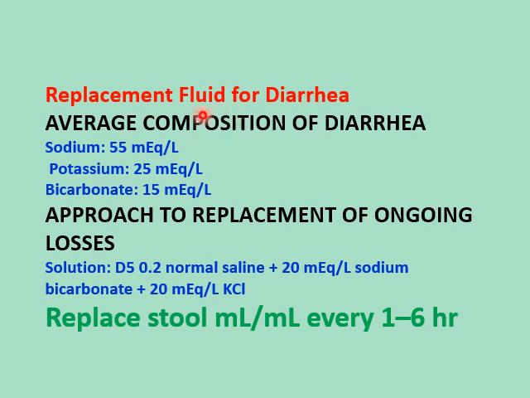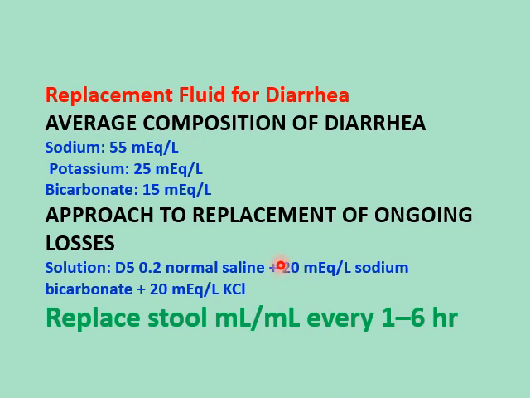Replacement of fluid for diarrhea. The average composition of diarrhea is sodium 55 mEq, potassium 25, bicarbonate 15. The approach to replacement is milliliter per milliliter. So the solution is 5% dextrose plus 0.2 normal saline plus 20 milliequivalents of potassium chloride and sodium bicarbonate to replace these losses in the diarrheal stool. Replace stool milliliter per milliliter.